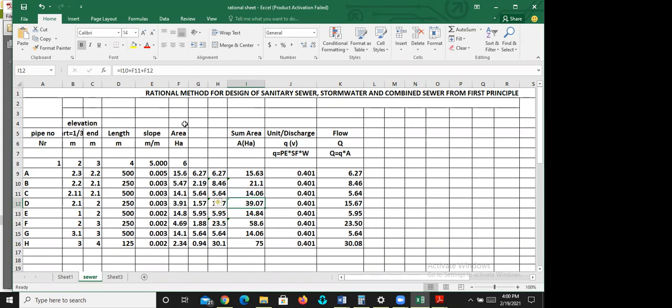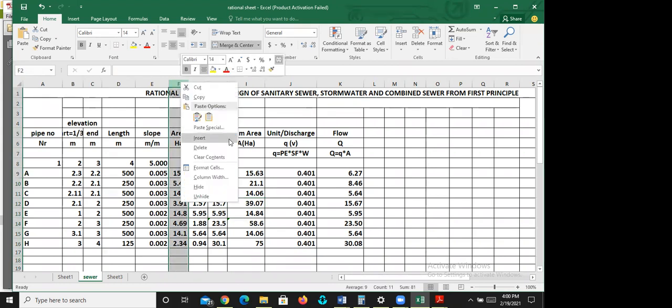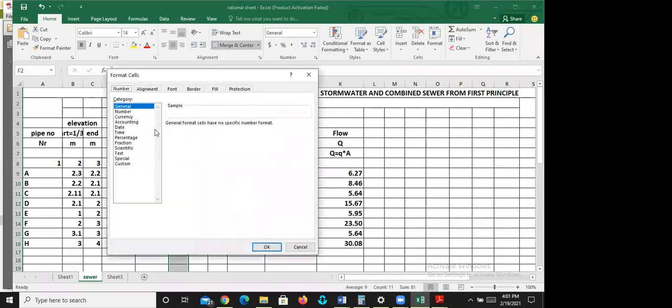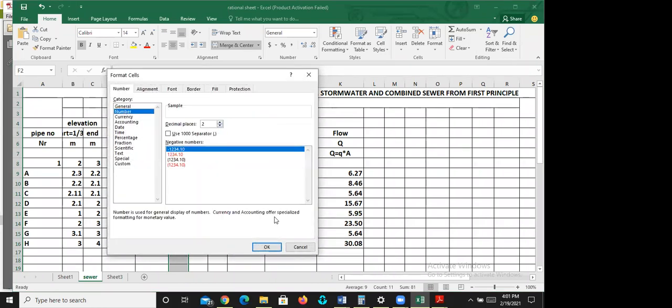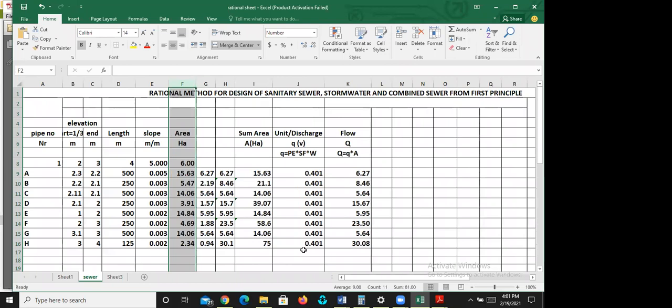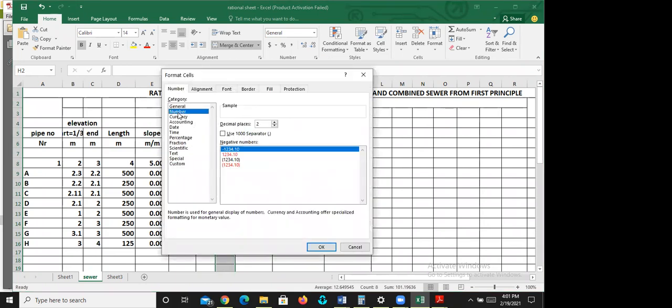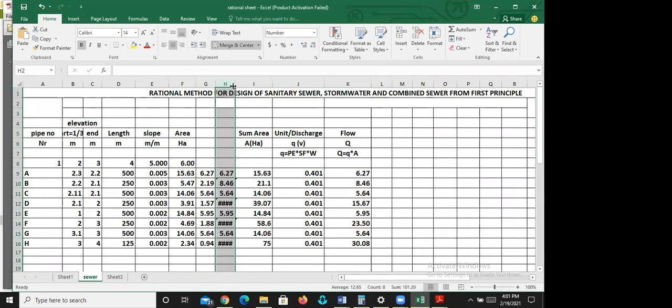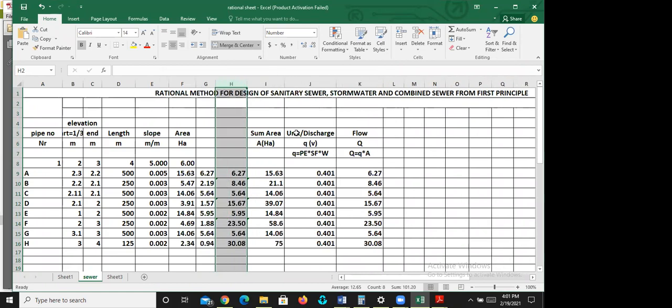Okay, now I understand. This is where the error is coming from. I'll change this to two decimal places. Sorry, we're learning. Everything is back to normal. If I change this one to two decimal places now, it will give me 30.08. So let's try it now. Good.